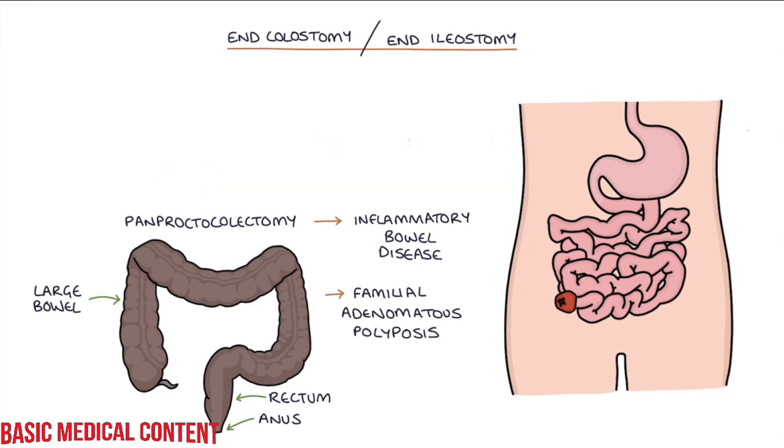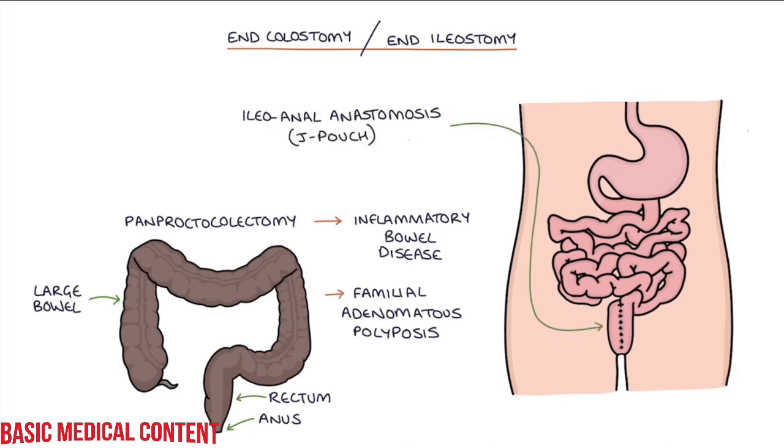An alternative to creating a permanent end ileostomy is to create something called an ileoanal anastomosis, or a J pouch. And this is where the ileum is folded back on itself and fashioned into a larger pouch that functions a bit like a rectum. This J pouch is then attached to the anus and collects stools prior to the person passing a motion.